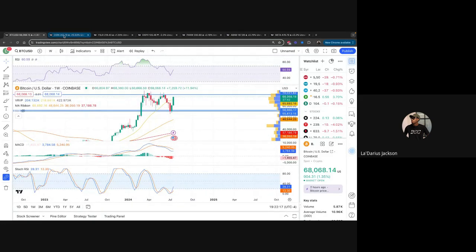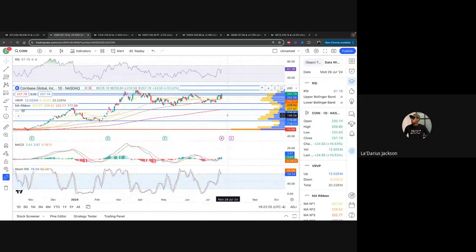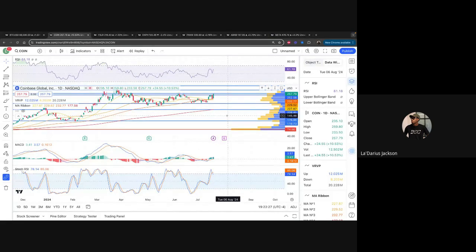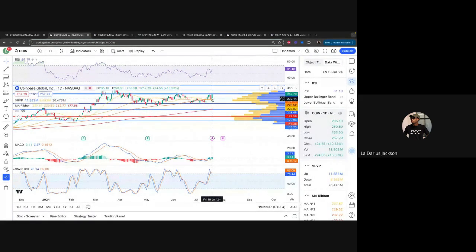All right, so let's look at one of the top companies that allow you to buy Bitcoin, and that's a publicly traded company, Coinbase. If you're in the Discord, you know that I've been trading Coinbase and talking about Coinbase for like the last week, I want to say. We've been in and out of Coinbase for a second, but Coinbase is looking good.